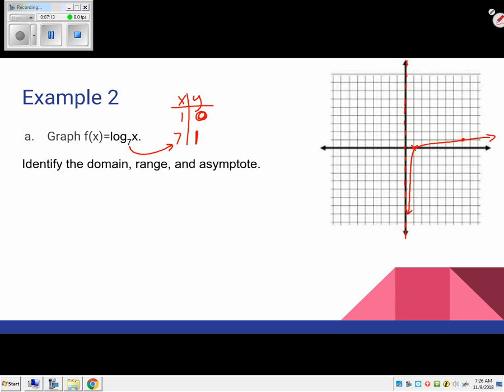The domain on this is restricted this time, so I'm not allowed to cross that asymptote. So it gets really close to it down here, but it doesn't cross it. So it gets right up next to 0, doesn't cross it. Then goes all the way out to positive infinity. The range every time tonight will be negative infinity to infinity. And the asymptote in this case is x equals 0.